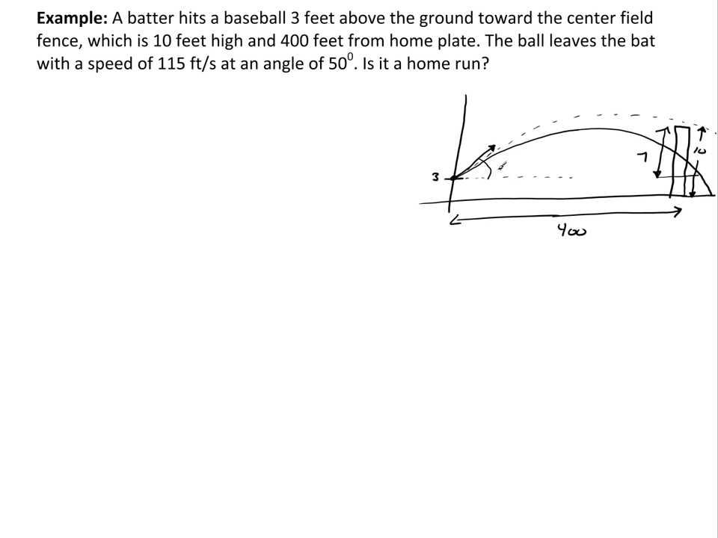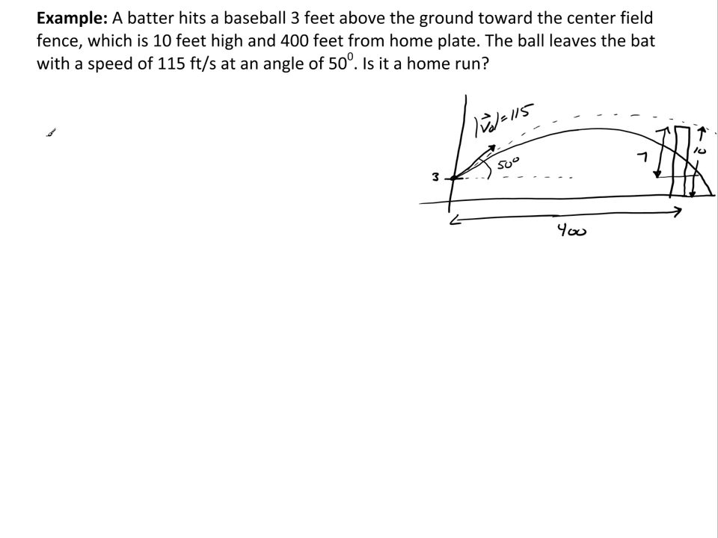So here's my angle, which is going to be 50 degrees. And this initial velocity vector v naught, the magnitude of v naught, equals 115 feet per second. Let's see, is there anything else here that's of use? No, that's pretty much it. So let's take a look at this.